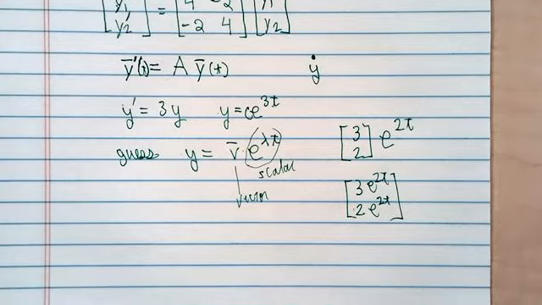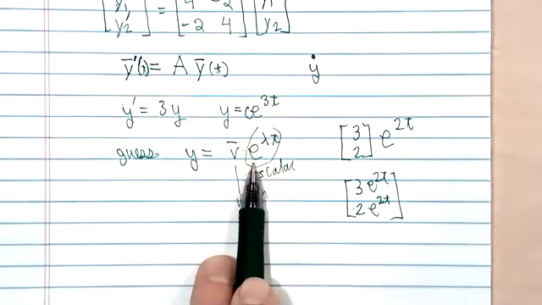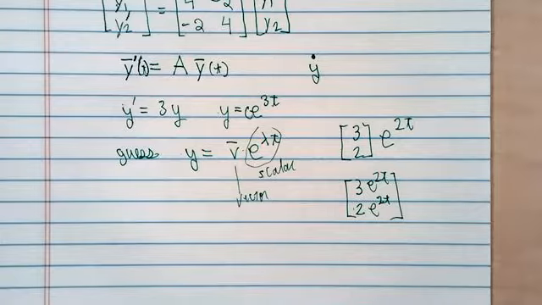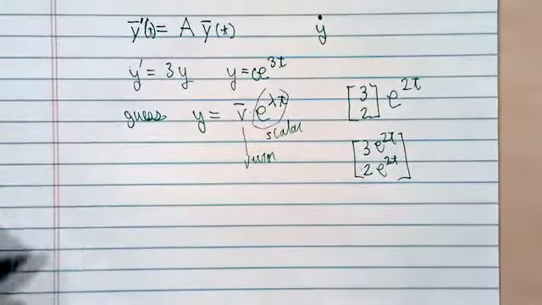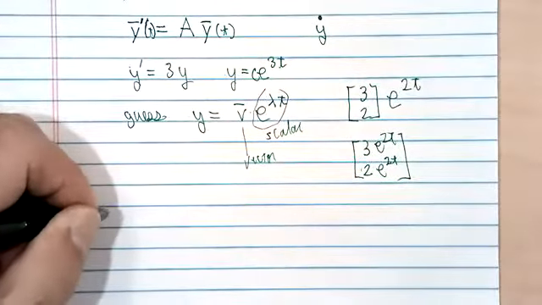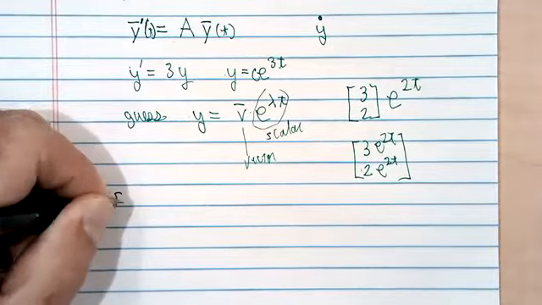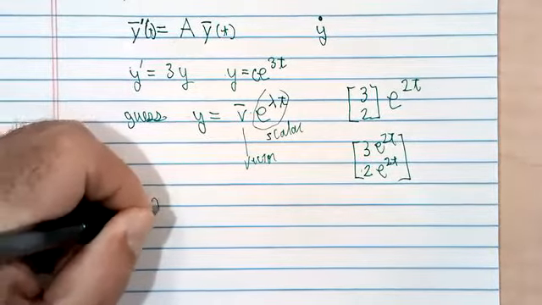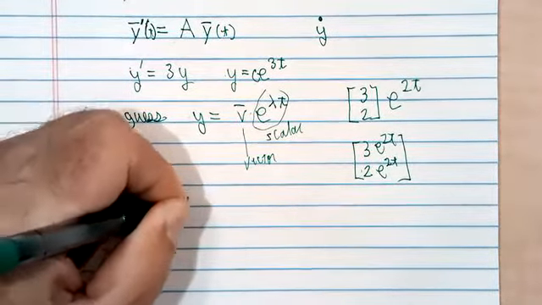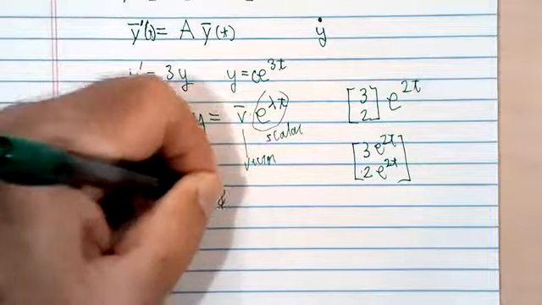Okay, so a good guess would be that you might be able to find solutions of this form, and it turns out you can. We are going to be defining in just a moment what we call an eigenvalue and an eigenvector.